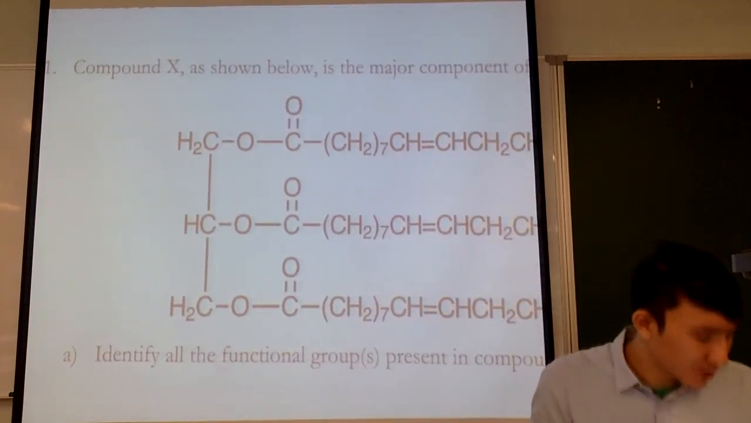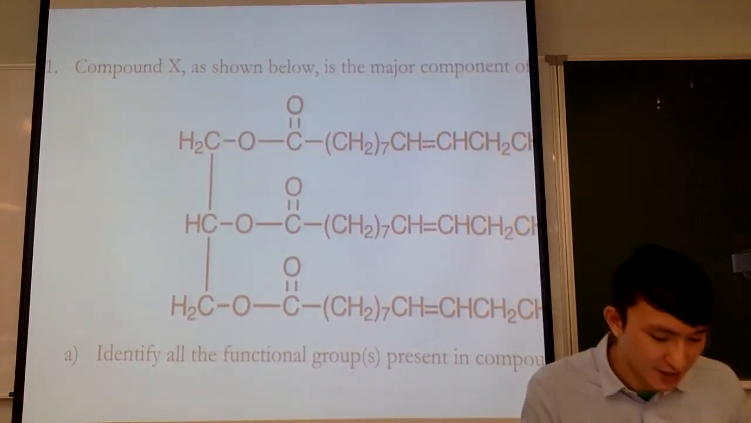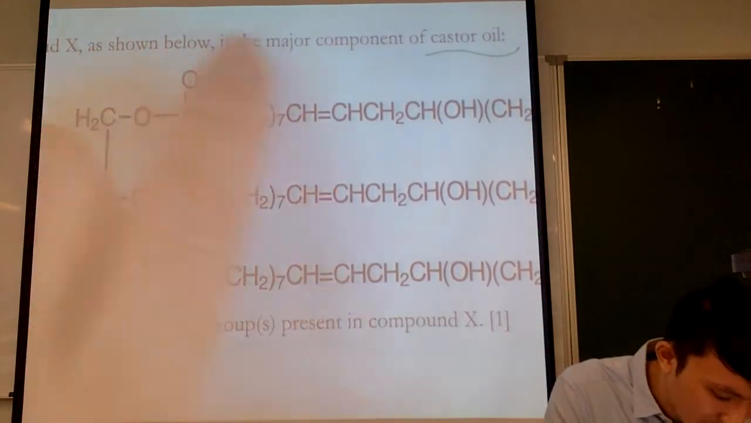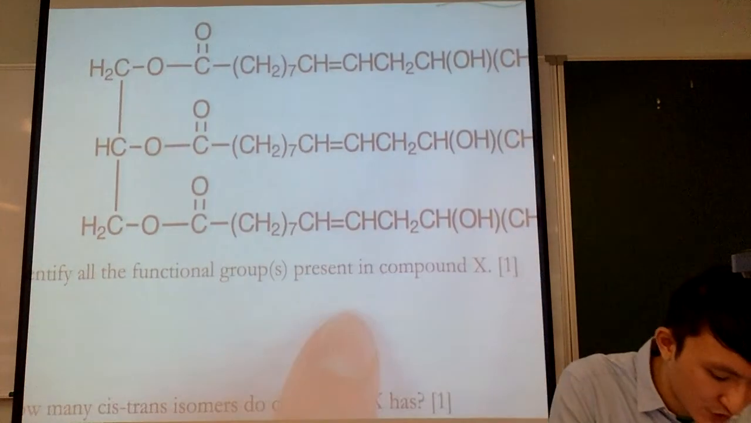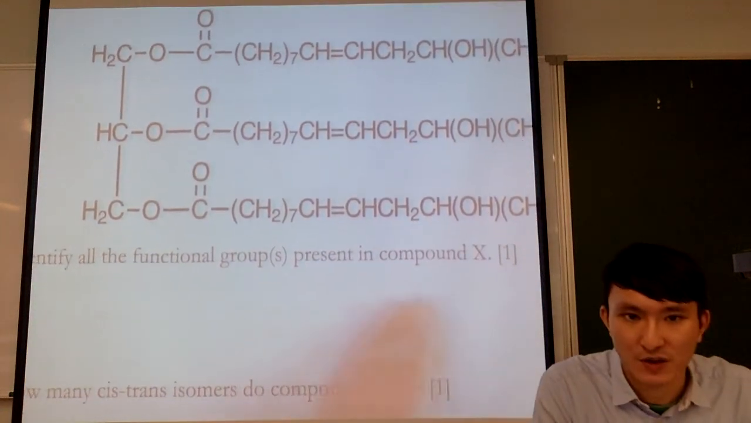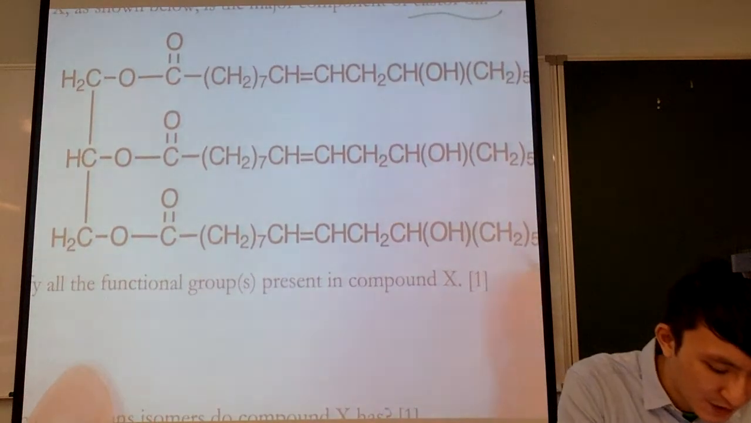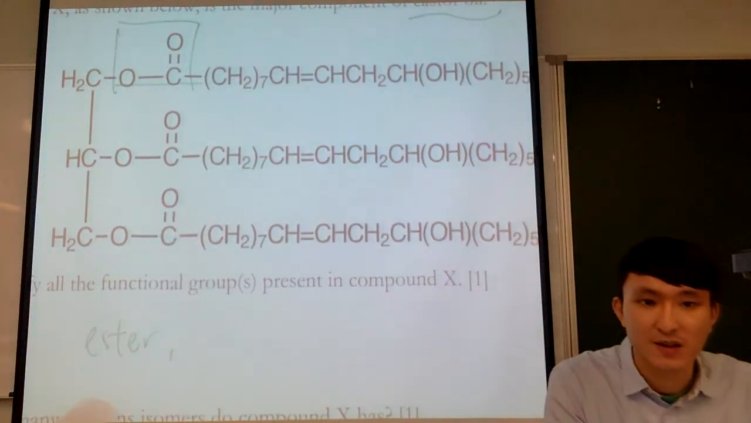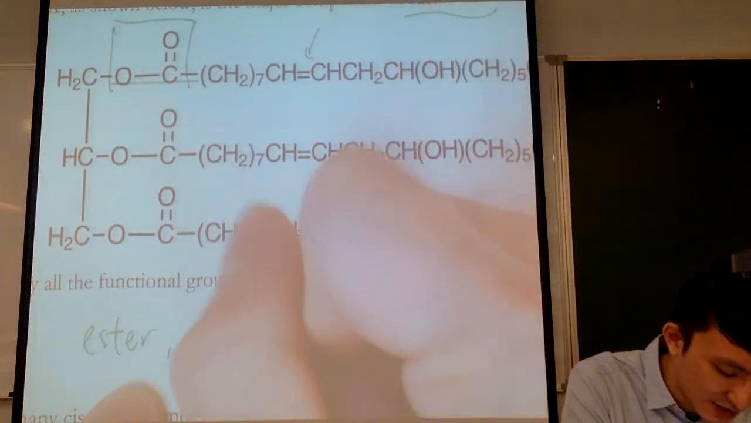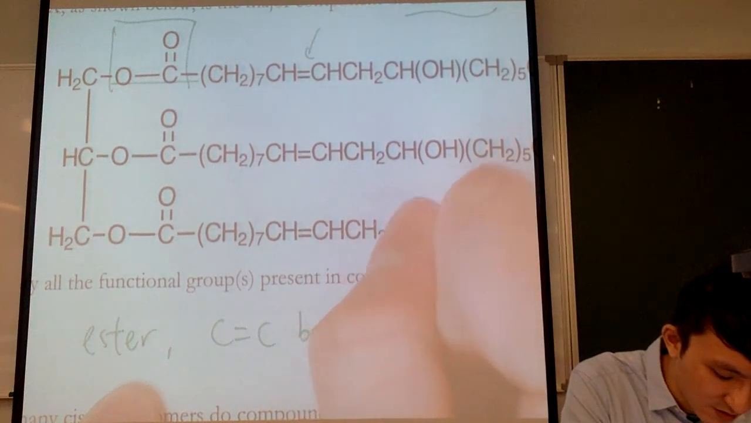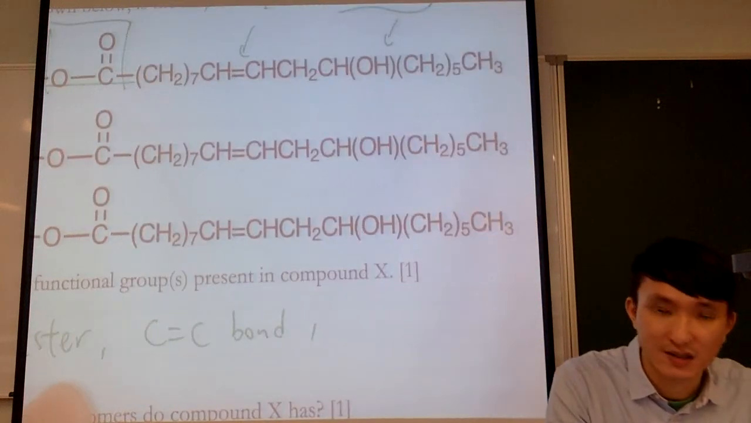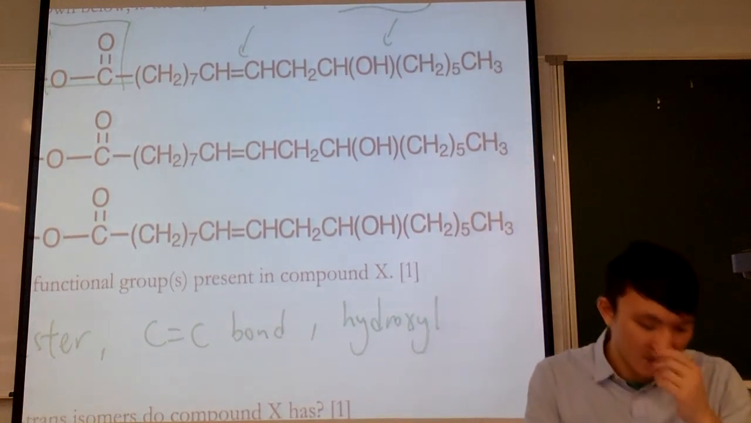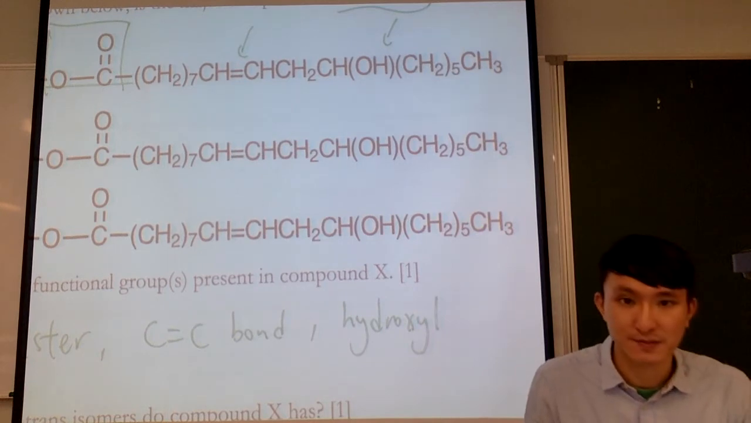All right, so we have compound X, which is a major component of castor oil, okay? Identify all the functional groups present in compound X, all the functional groups. So first of all, we have the ester group. We have here the C=C double bond. And we also have this one, right? The hydroxyl group. Don't put down alcohol group, hydroxyl group. Okay, that should do it.